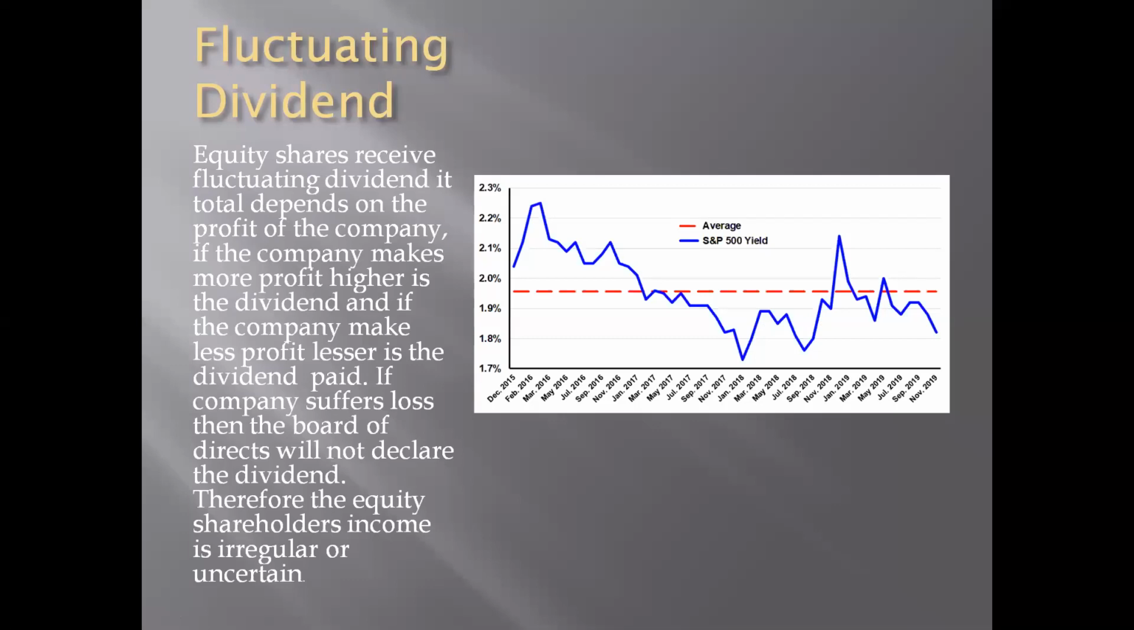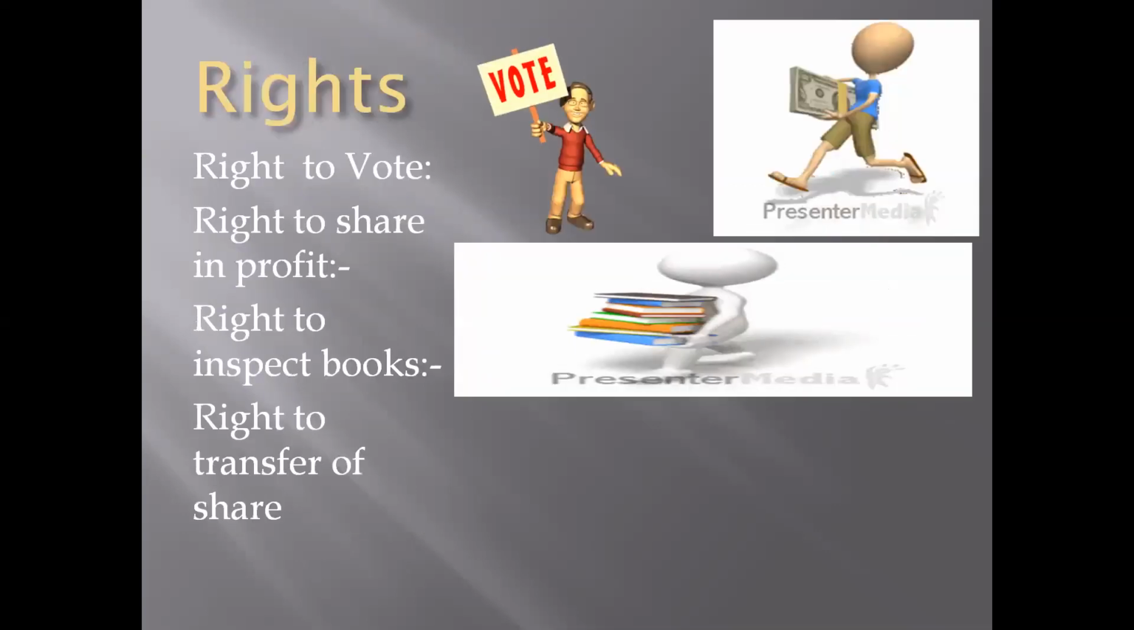So the equity shareholder's dividend is always changing. It depends upon the profitability of the company. If the company makes very high profit, they will get more dividend. If the company makes less profit, they will get less dividend. And if the company makes a loss, then the board of directors will not at all declare the dividend. So therefore, the income of the equity shareholder is irregular. कभी मिलेगा तो मिलेगा, नहीं तो नहीं मिलेगा. It depends on the irregularity.